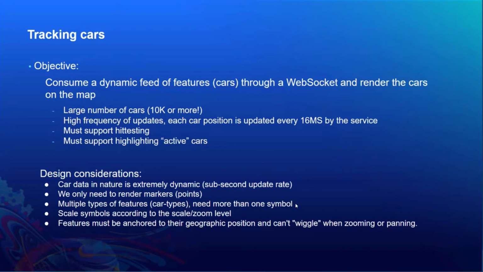In terms of requirements, we only render those cars, so we're only rendering markers, or really points. We've got different types of cars, so we need to symbolize them differently. We're not using a single symbol. We need to be able to scale the data as we zoom in and out a little bit. And then, of course, we need to make sure that the data itself is anchored properly to its geographical position. So if we zoom and pan, we don't want things to start wiggling. This is important in this particular case.